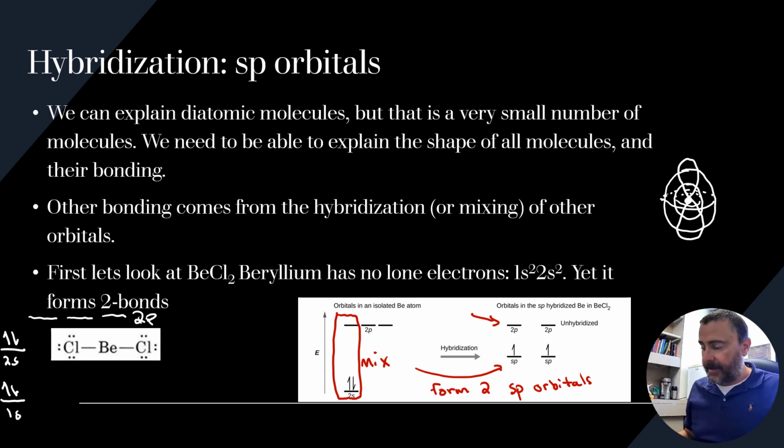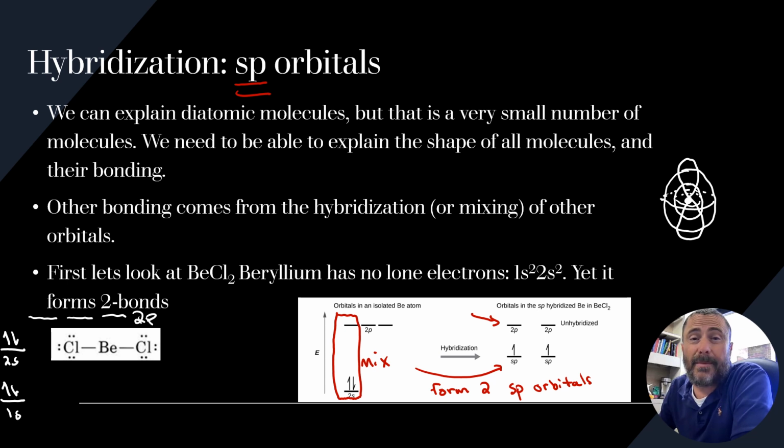All right, and so we get then bonding to occur. This is called sp hybridization. We're going to be able to figure out, pretty soon, what the hybridization is of something. That's going to be by counting regions of electron density like we've done before. It's going to be super easy. We're just going to add something to our tables.